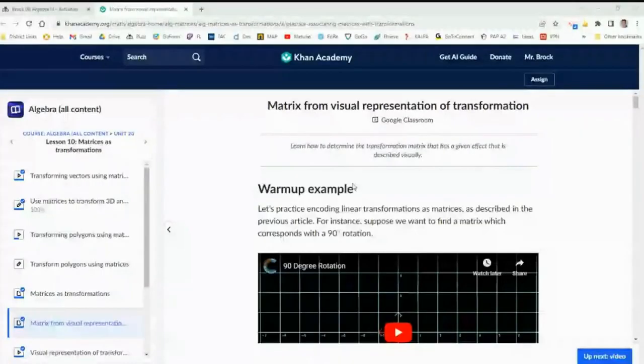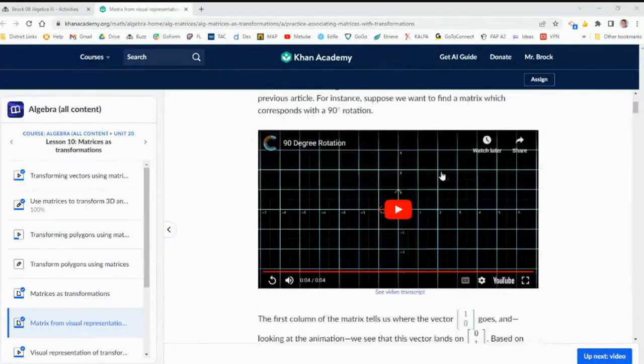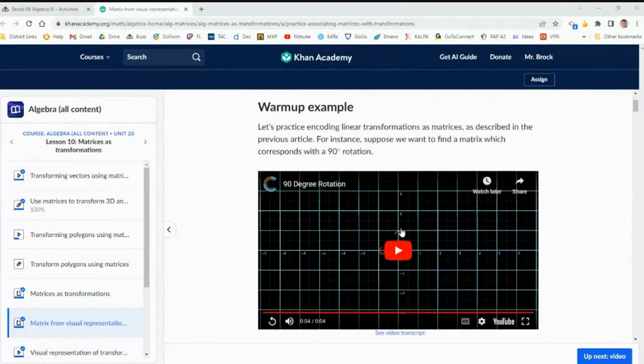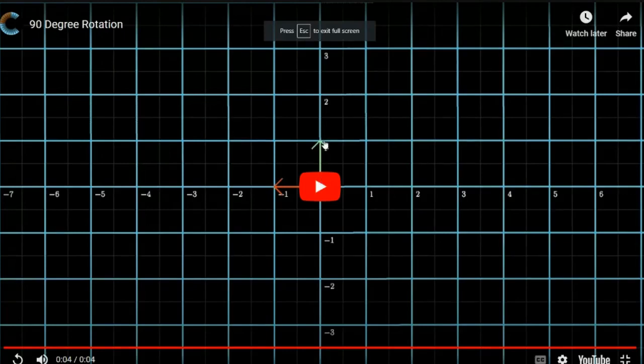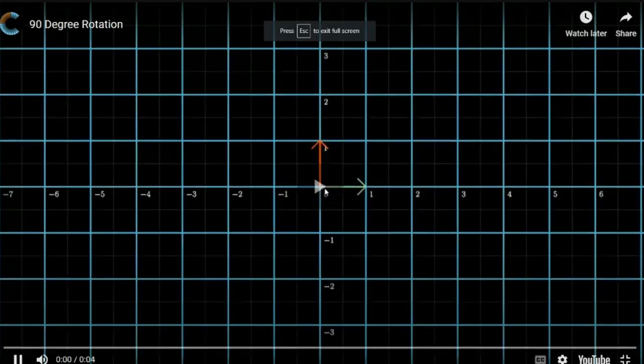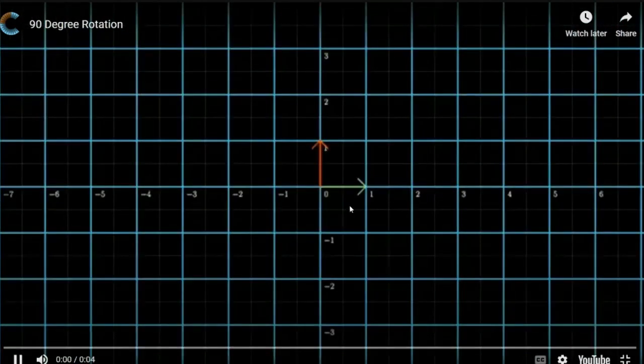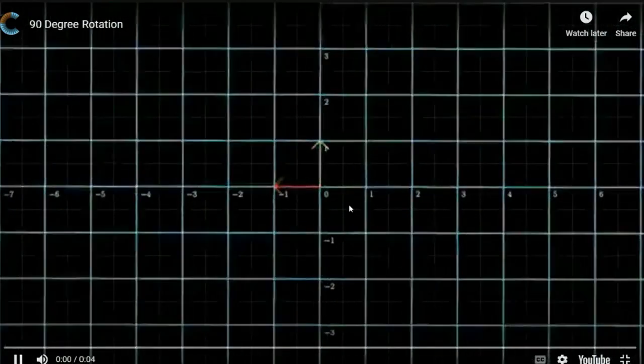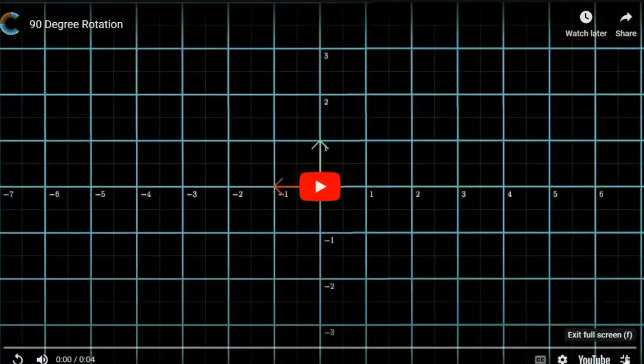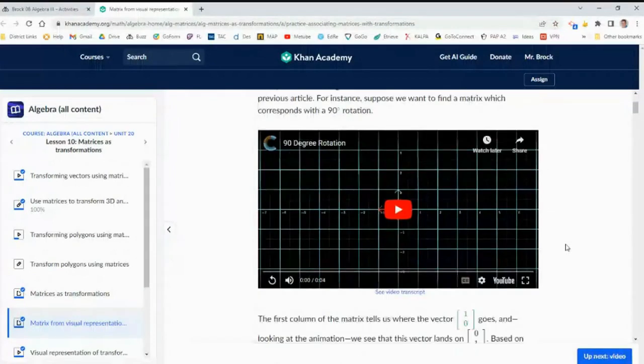Let's look at this article right here. So look at that. We have this matrix from the visual representation and transformation. So it shows you a 90-degree rotation. You got the arrow. See, a green arrow is pointing up and a red arrow, make it bigger. Green arrow pointing up, a red arrow pointing left. If we did, they started this way and rotated that way. See, that's a 90-degree rotation. We understand a 90-degree rotation. That's just a little 4-second visual representation of that.